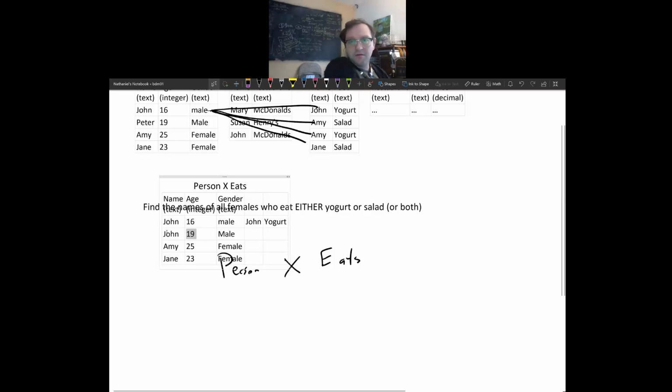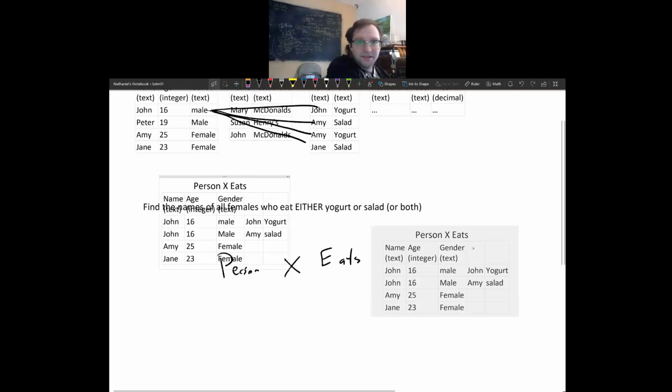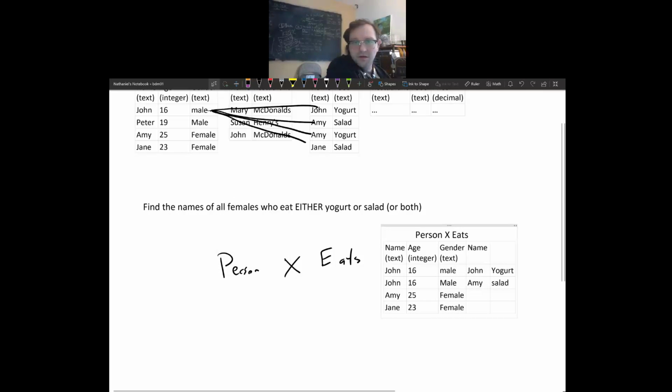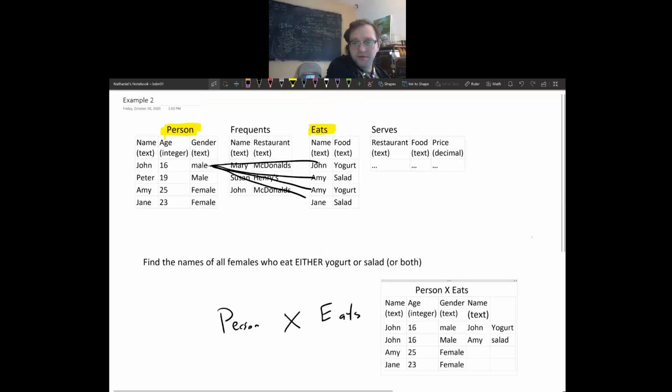Then we'd have John, 16, male, paired with Amy and salad. And here, sorry, let me move this. Then here we'd have name, which is text, and food, which is text. Okay, so we're pairing up John first. So John, who's 16, male, gets paired.